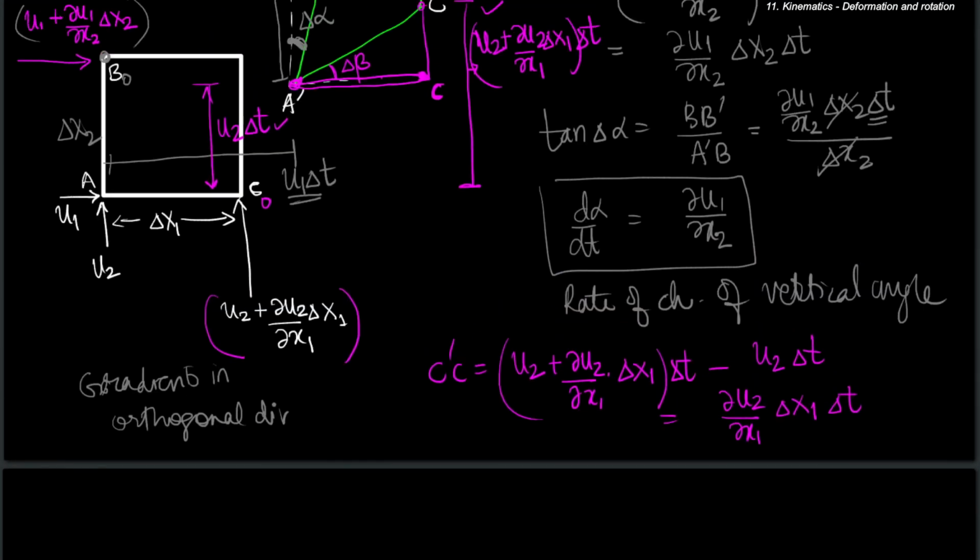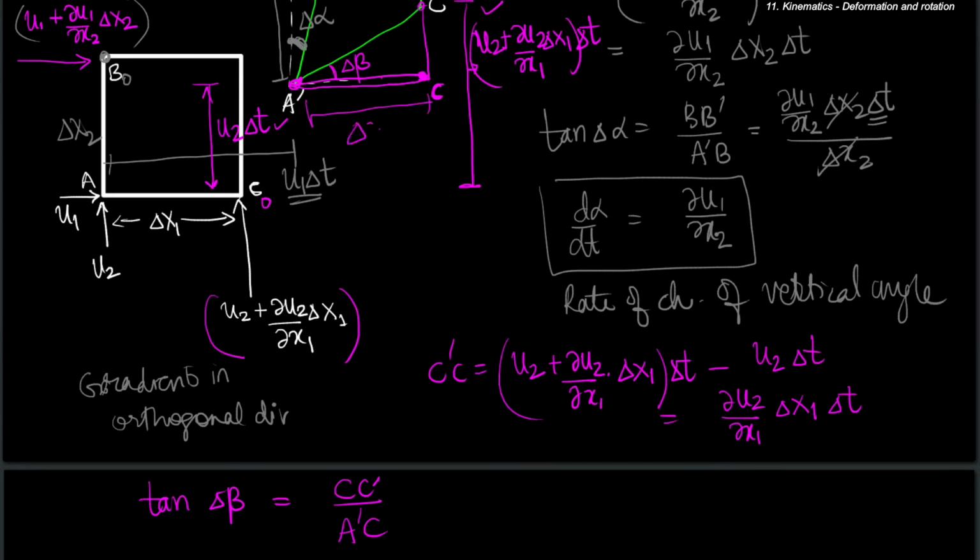Now we can write tan of delta beta is equal to C prime C, which is this distance, divided by A prime C. Now A prime C is the same as delta x1 because A prime and A, C original and C do not have a different velocity. They literally have the same x velocity, and hence there is no relative movement in the x direction of points A and points C0. They only have a difference in the y velocity causing it to move up, but this distance in the x direction will not change.